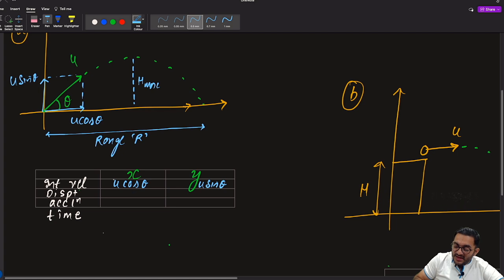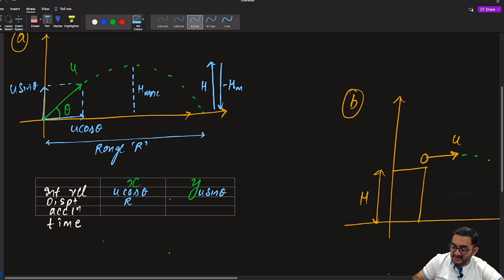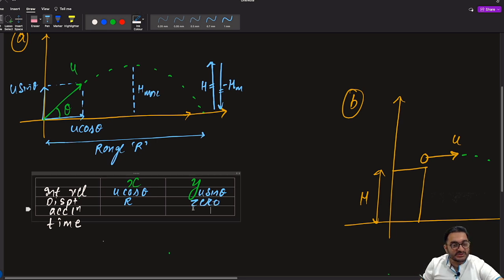My displacement on the x-axis, if you notice the above diagram, is nothing but the range, which can be written as r. My displacement on the y-axis is one interesting thing, because the object has moved h max up and then it has come down. While going down, you have to put a negative sign because we are talking about displacement, so we have to take care of the plus or minus sign. The distance traveled up and the distance traveled down is the same, so the displacement on the y-axis is going to be 0.